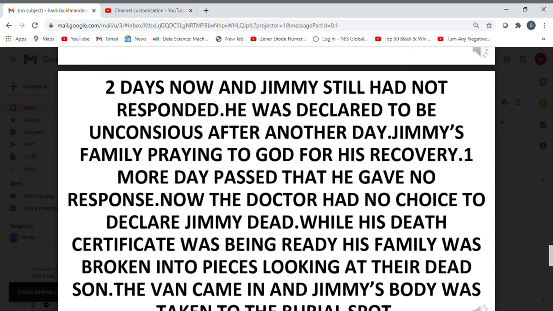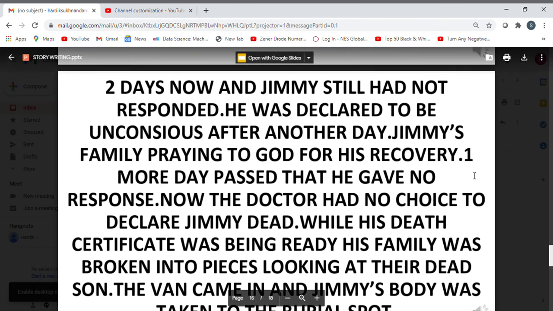After another day, I picked this part from another movie, which was from Bean, in which one of their daughters was unconscious. So I picked this part from there, but I just changed it, because it had been two days and there was no such accident like that. In that movie she was going on a motorcycle and had an accident, but here our character was bitten and chased. Jimmy's family was praying to God for his recovery.